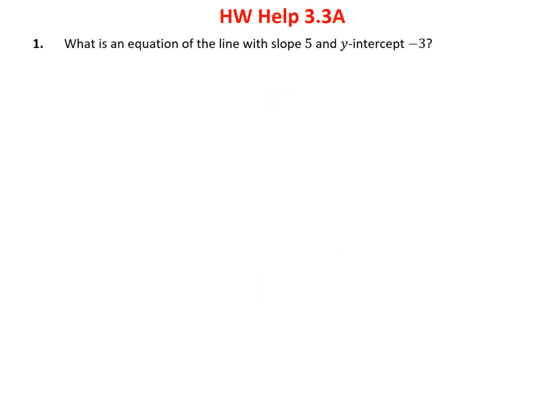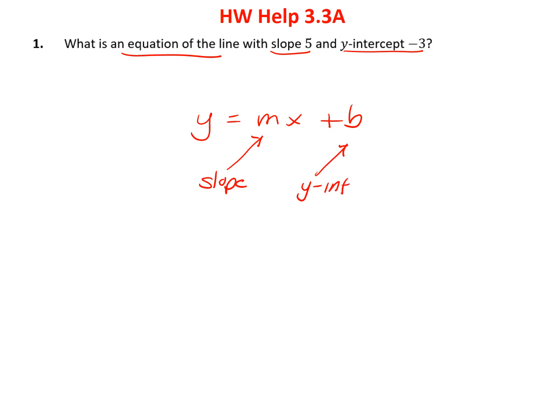Let's get started. Problem 1 asks, what is the equation of the line with the slope of 5 and the y-intercept of 3. You remember our slope-intercept form of an equation is this: y equals mx plus b. M, think mountain, that's our slope. B is the beginning point, or the y-intercept. What is the value of y when x is 0?